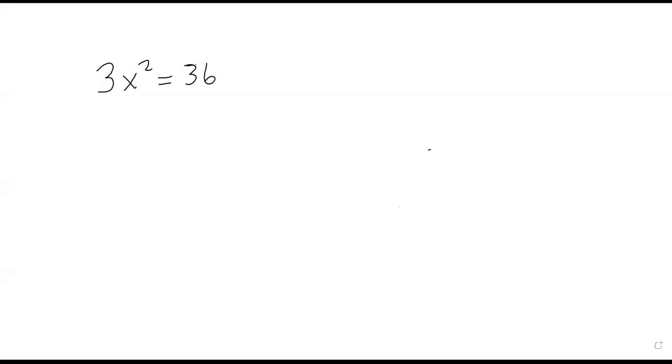So I wanted to start off with the stuff that we were doing earlier this week, solving for x squared with the square roots. So we want to remember our steps. Step one, what was step one again?